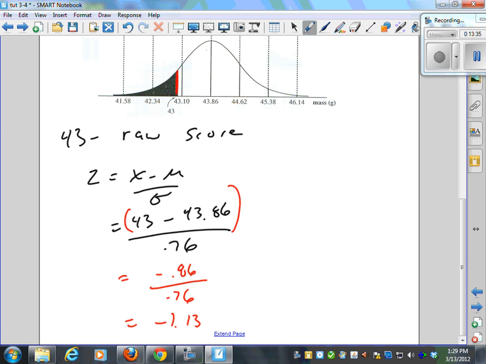Does that match with what the picture shows? Yeah, because this one right here is at 0, right? This one here is at -1. This one is -2. It's just below -1. It's minus 1.13. Okay? Nod and say, yeah, I'm good with that so far.